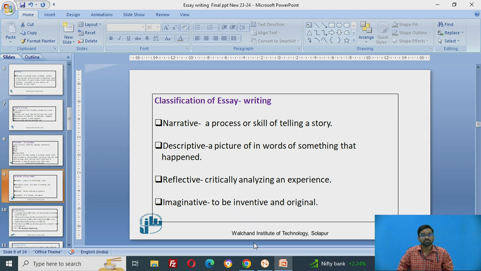Then the classification of essay is very important. There are majorly four classifications or parts of essay. First is narrative. Narrative means a process or skill of telling a story. Descriptive, a picture in words of something that happened. Reflective essay means critically analyzing an experience. Imaginative essay means inventive and original.